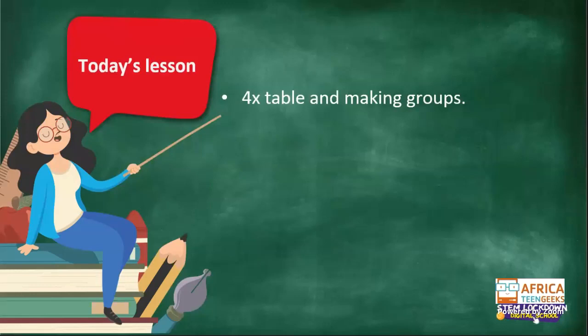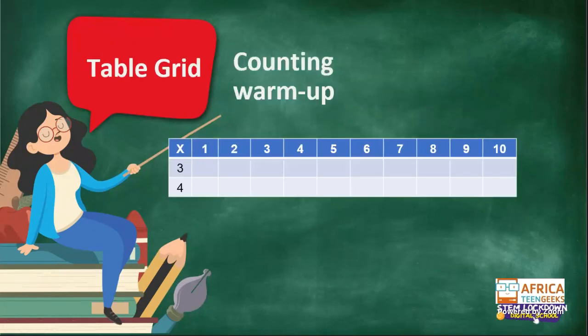Today's lesson is the 4 times table and making groups. We're going to count, warm up, but we're going to do the tables today. You remember the grid? Here it is. First of all, we are going to do the 4 times because we are starting the 4 times table today. Then we will come back to the 3 times as revision. Okay, right. What is 1 times 4?